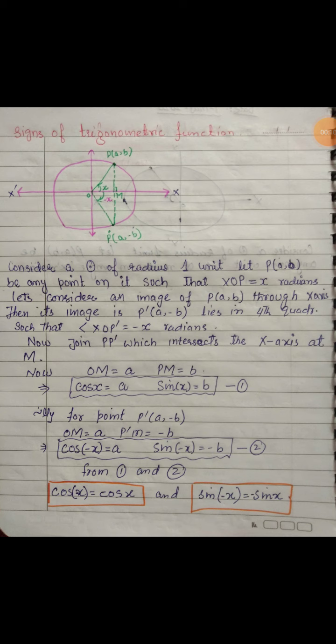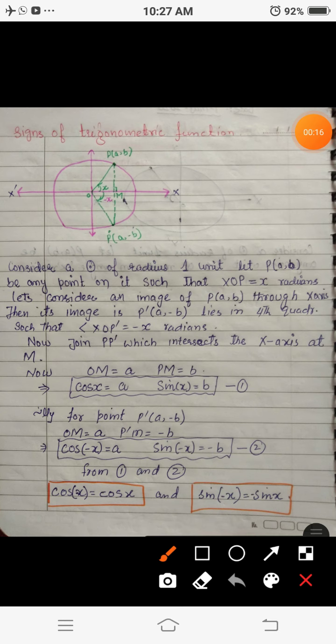Today we are going to discuss the signs of trigonometric functions. For this, let me consider a circle with center at the origin in a plane whose radius equals 1 unit. That is, this is the circle. Here O is the origin of this circle, and let P(a, b) be a point on this circle.